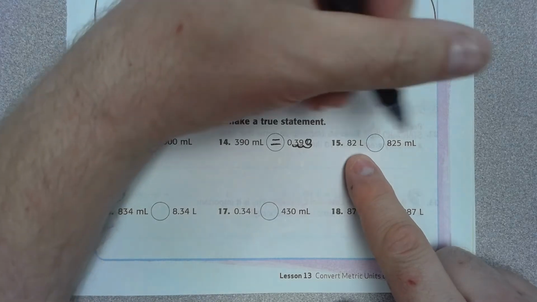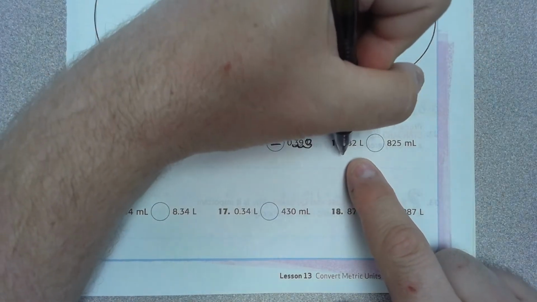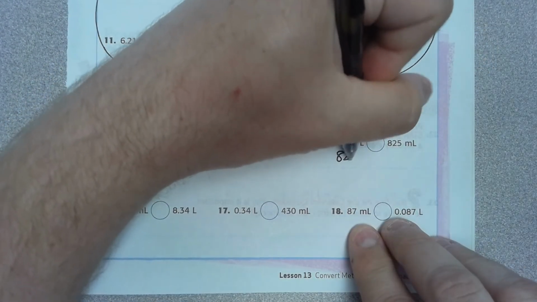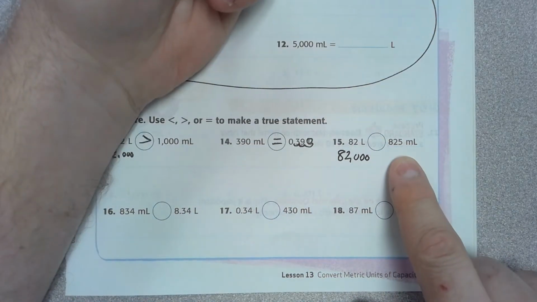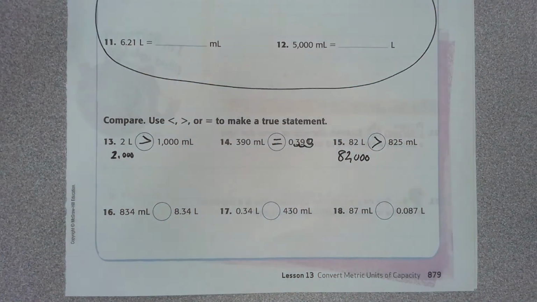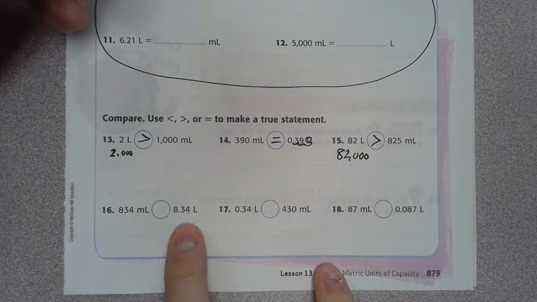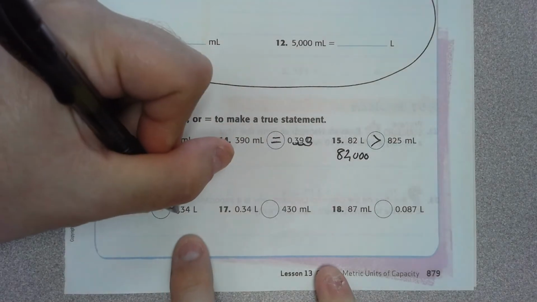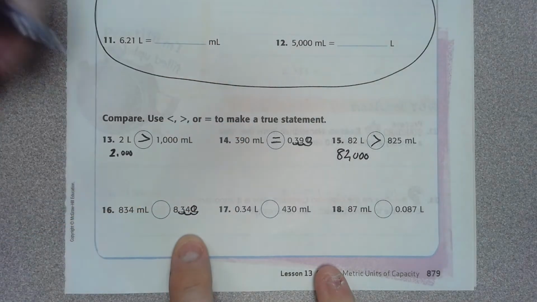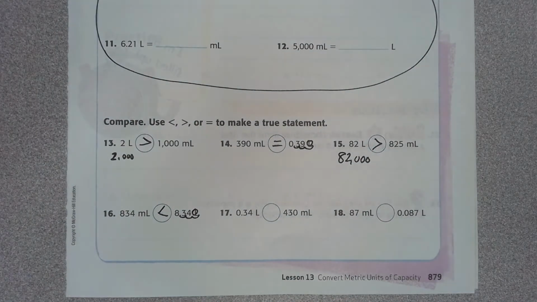82 liters. That should be pretty easy for you. 82 times 1,000 is 82,000. Well, that's way more than that right there, right? Milliliters, yeah. Again, times 1,000. We're just going to move this one, two, three. So this gives us 8,000. So obviously that's going to be way more there.